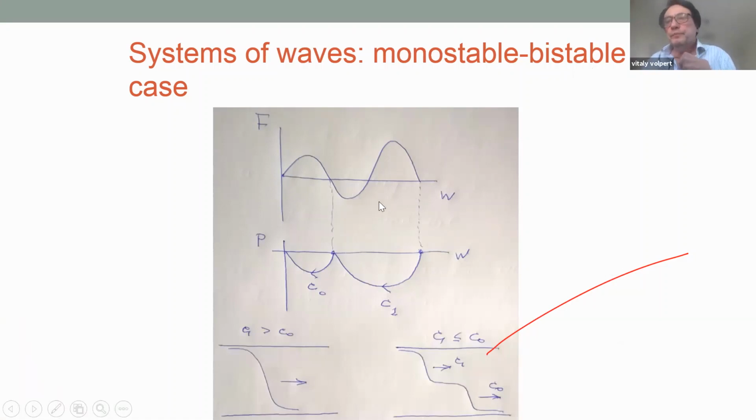And in this case, the situation becomes more complex. In fact, depending on parameters, we can have just a single wave propagating like shown here in the bottom left figure, or we can have two consecutive waves propagating with different speeds as it is shown in the right figure.